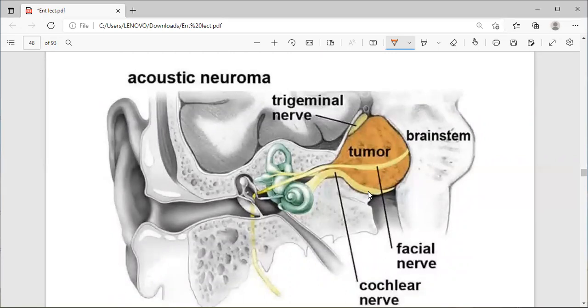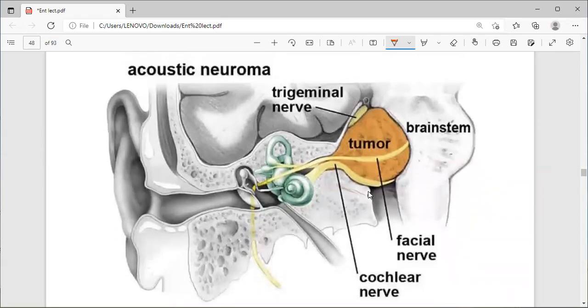Now we did a good topic. Now let's move towards the next topic, which is the acoustic neuroma. Okay. Now this is also very important. So, what is acoustic neuroma? It is basically a schwannoma.